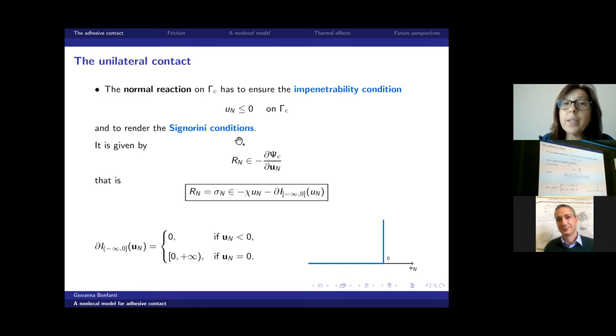If it is less than zero, we lose contact. Again, we have to render the Signorini conditions, which are related to the normal reaction. The Signorini condition, in this case, with contact with adhesion, is exactly described by this expression of the normal reaction. The normal reaction is minus q un minus an element in this subdifferential, which forces this constraint on un.